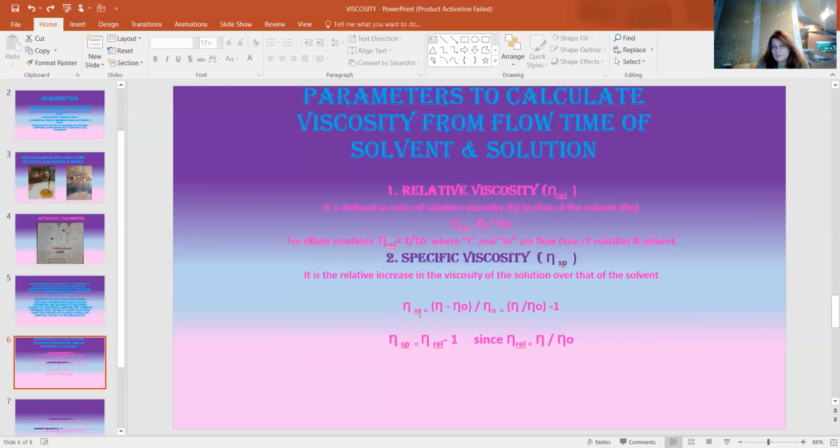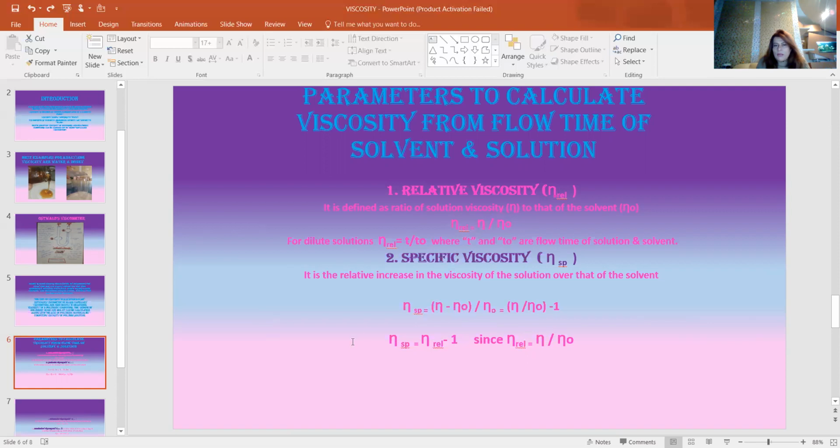So eta specific, that is specific viscosity, equals eta minus eta naught upon eta naught, right? Which is again equals eta over eta naught minus 1, right? Now, in the above equation, we have seen that eta relative equals eta over eta naught. So eta specific equals eta relative minus 1, because above we have already seen that eta relative equals eta over eta naught. So instead of writing eta over eta naught, we can write eta specific equals eta relative minus 1.